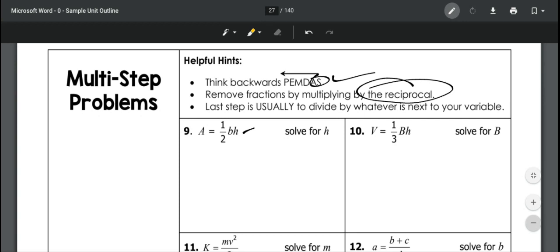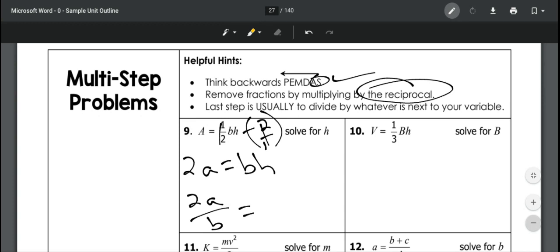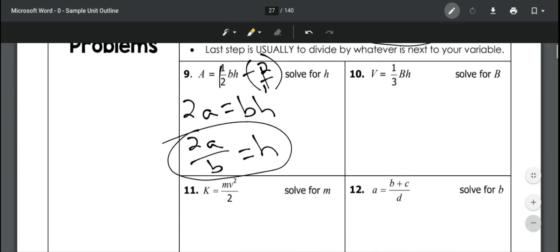the first thing we're going to do is to get rid of that fraction, we're going to times by 2. So we have 2a equals bh. Because if we take 1/2 and we times by 2, that gets rid of it. These cancel out. And now we're going to divide by b. So we have 2a over b equals h. And that's your answer.